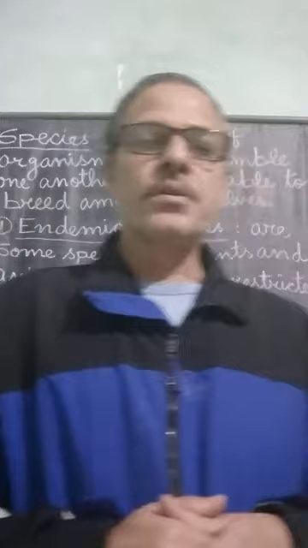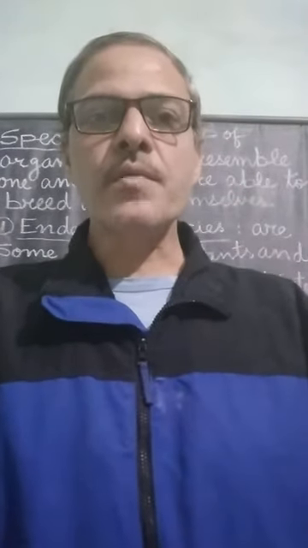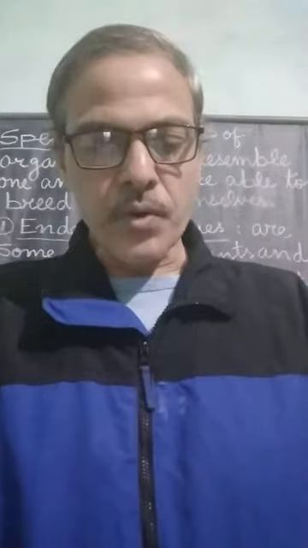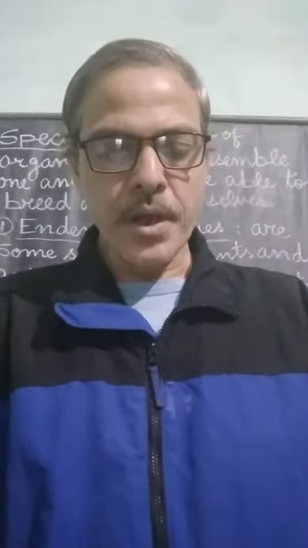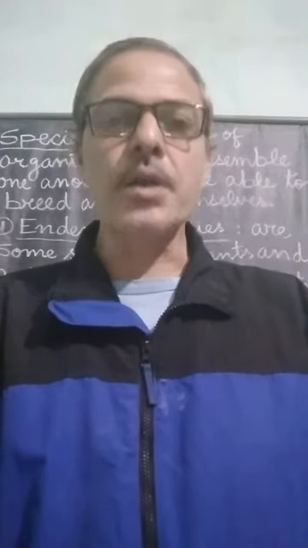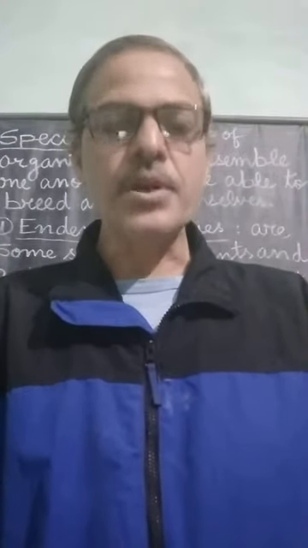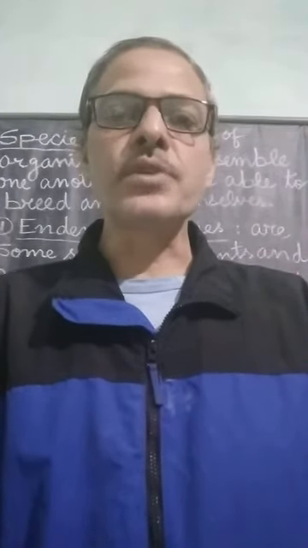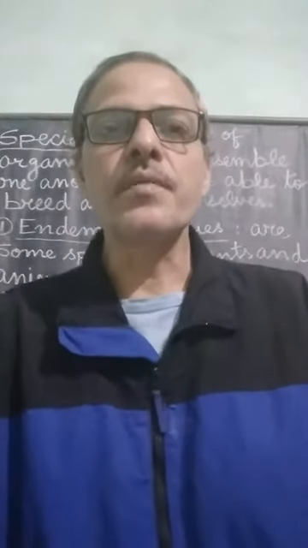And the names of some of the endemic species of plants and animals which are found in our country are as follows. In our country, India, the pygmy hog and the hoolock gibbons are species of animals which are endemic to the state of Assam. That is, they are found only in the Assam state of our country.